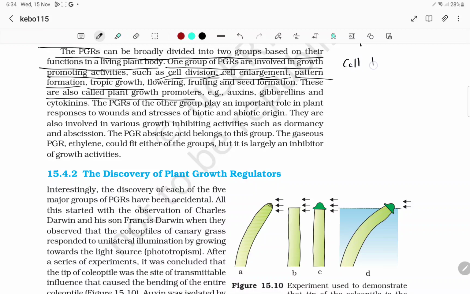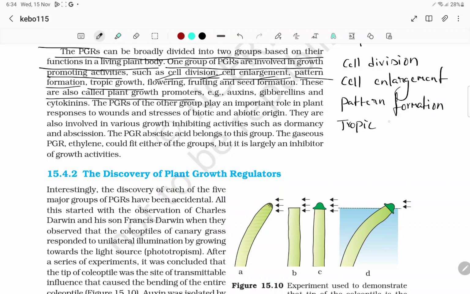Once again, cell division, cell enlargement, pattern formation, tropic growth. Why I am repeating is that you will be having some point analysis, so you will be analyzing these points again, and that helps you with memorizing. Flowering. After flowering, we will be having fruiting. After fruiting, seed formation. Auxins, gibberellic acid and cytokinins.